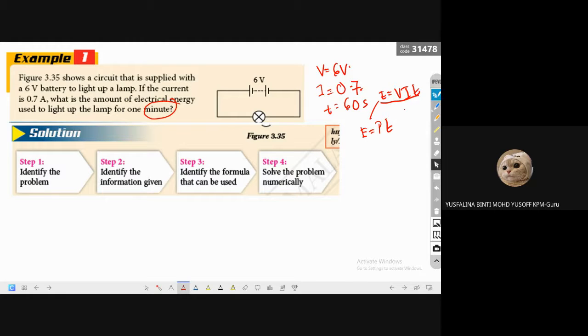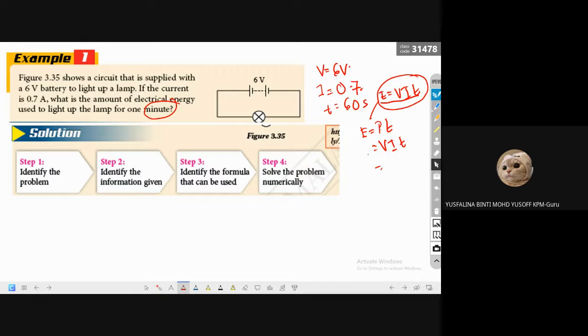Or let's say you forgot, because there are too many formulas to remember. What you do, you can just use this one first, because we already know that E is equals to PT, right? And P is equals to VI. So you can just derive from there. You don't need to remember all the formulas like E is equals to VIT. You can just derive, go and derive, right?